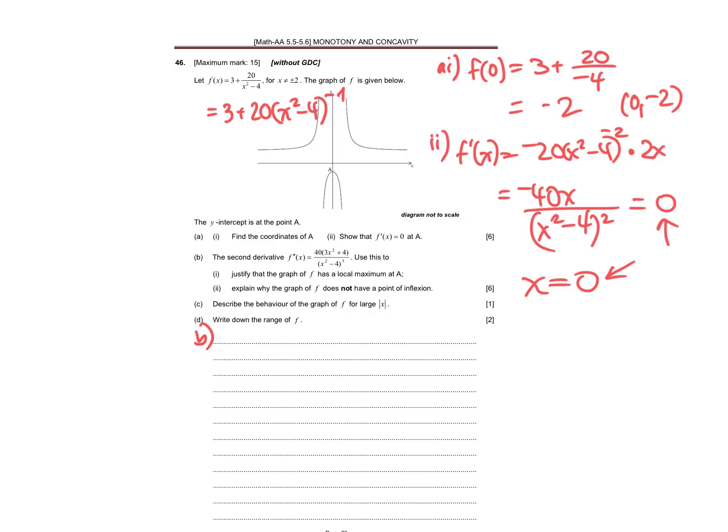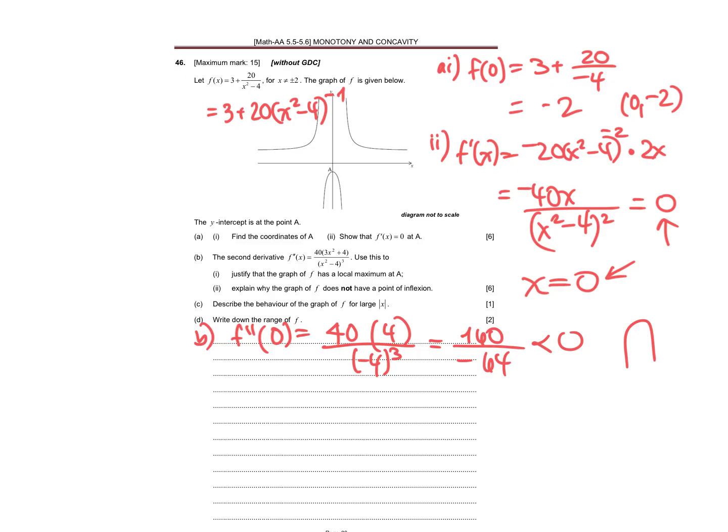All right, B, the second derivative is that. Use this to justify. Okay, so we need the second derivative at 0, which is 40 times 4 over negative 4 cubed, which is 160 over negative 64. But this is less than 0, which means it's concave down. So that means there's a max at x equals 0.